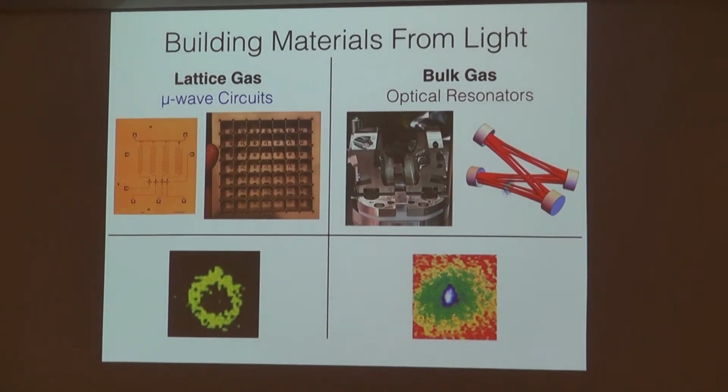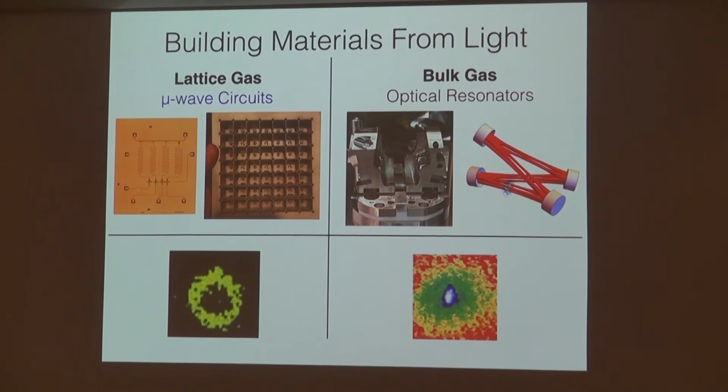So these two platforms: on the lattice side, this is work that we're doing with Dave Schuster's group, where the lattices are either arrays of superconducting cavities or 2D superconducting circuits. And then on the optical photon side, we're making these bulk gases using multimode optical resonators to make photons behave as though they're in magnetic fields. And indeed making them interact as well.